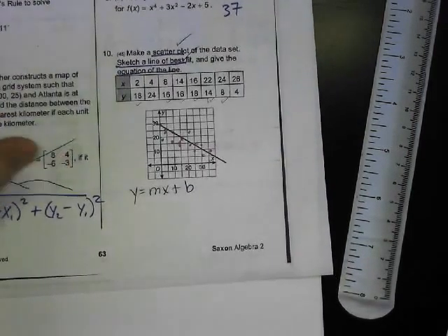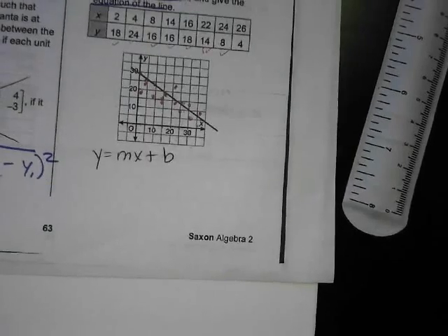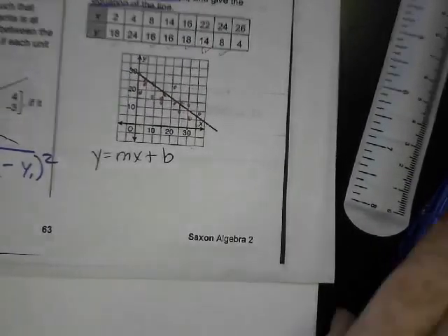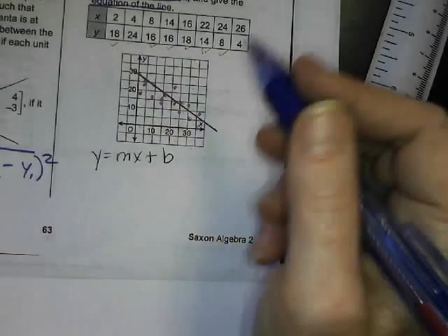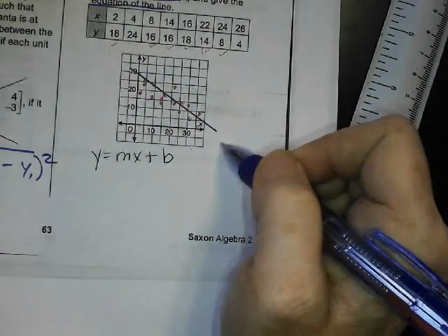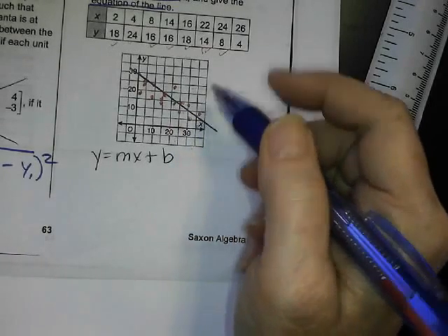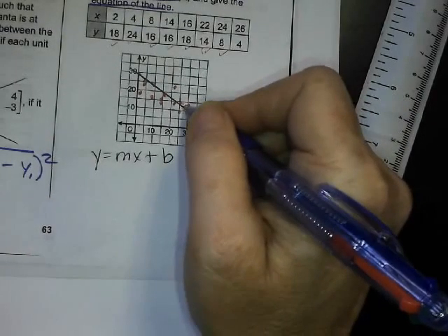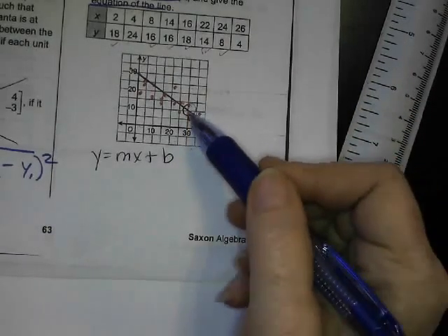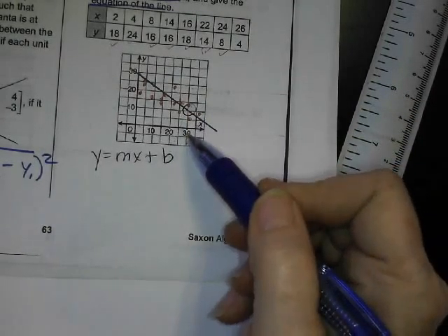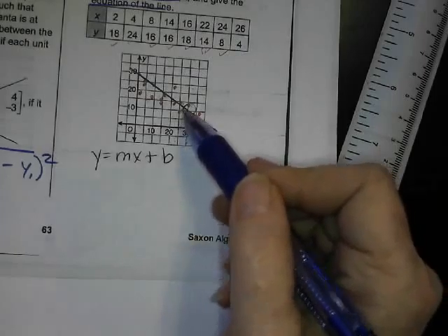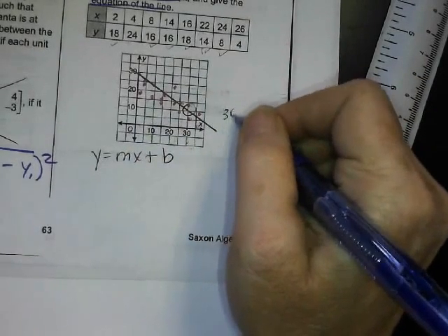On my graph, I'm going to search far and wide for a spot where the line that I drew goes through an exact lattice corner. Like, I love this one right here. See the one I put a circle on? Because I can get an ordered pair for that. The ordered pair would be 30, 10. I'm going to actually write that down.